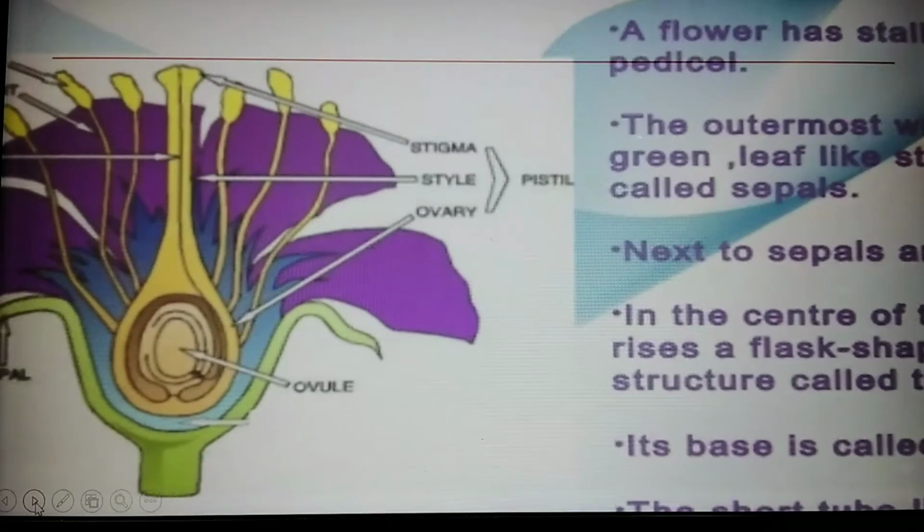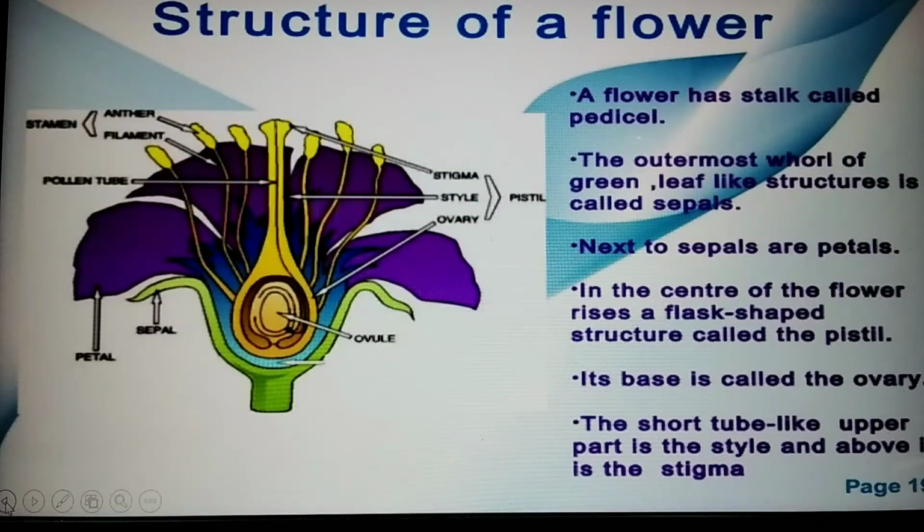Now coming to the structure of flower. Flowers are the reproductive organs of the plant. They are of various shapes and sizes. They are colorful and many have fragrance. Their color and scent attract insects. Flowers arise from the stem. They may be at the tip of the stem or at the nodes.